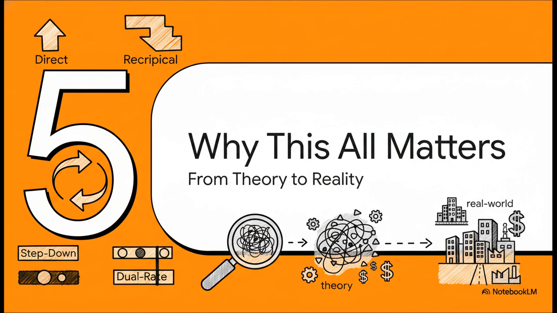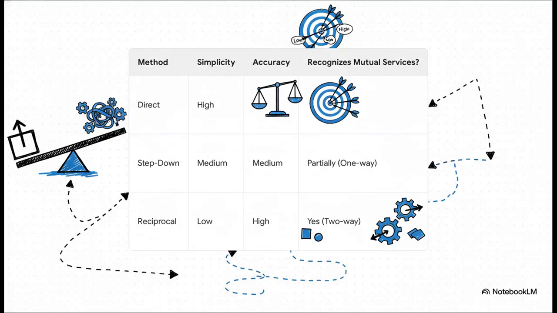But at the end of the day, why does any of this really matter? Let's zoom out from the theory for a second and look at the real-world impact. What it all boils down to is this fundamental trade-off. The direct method is super simple, but it's not very accurate. The reciprocal method is incredibly accurate, but it's a huge pain to implement. And the step-down method, it sits somewhere in the middle. Choosing between these isn't just some technical thing for the accountants. It's a major strategic business decision.